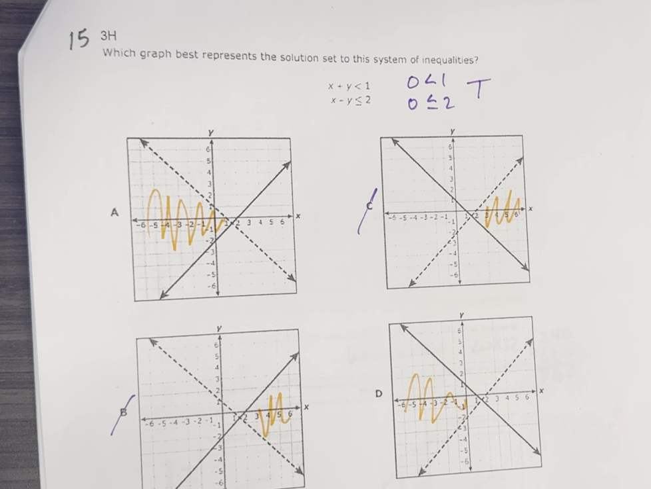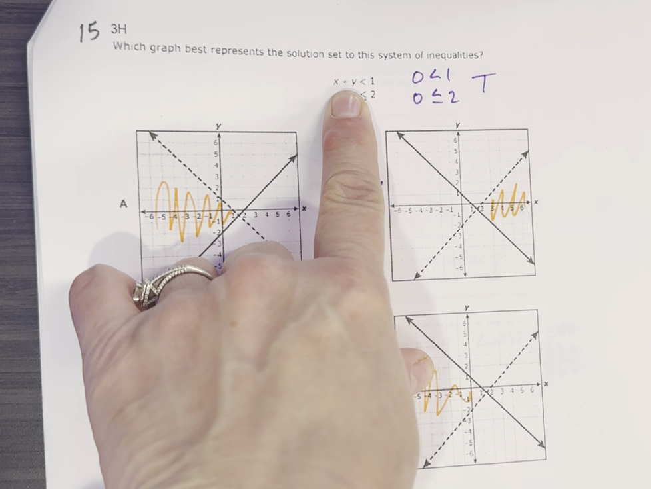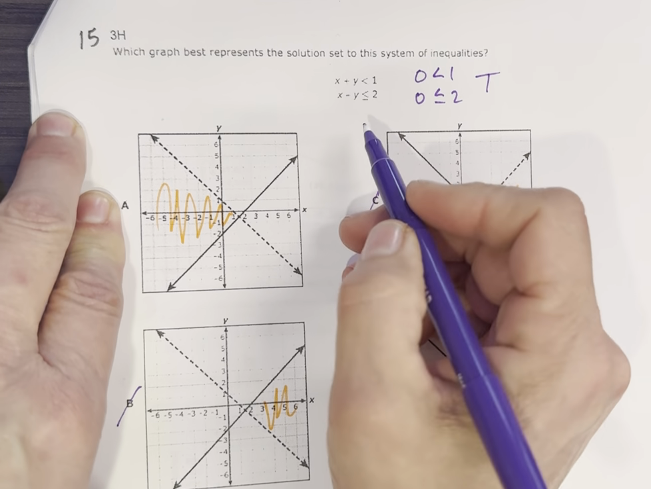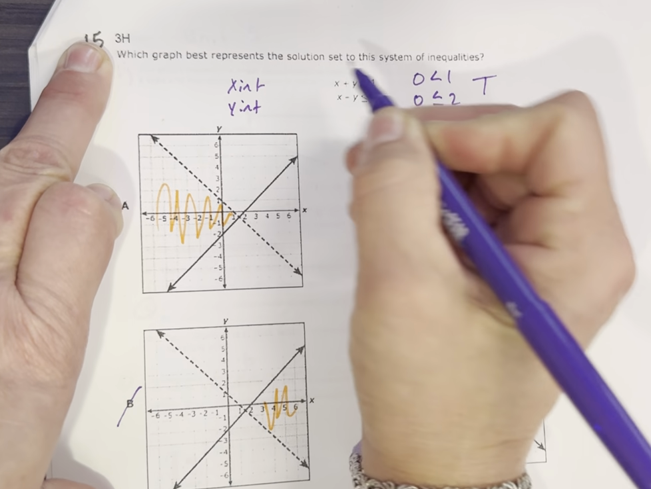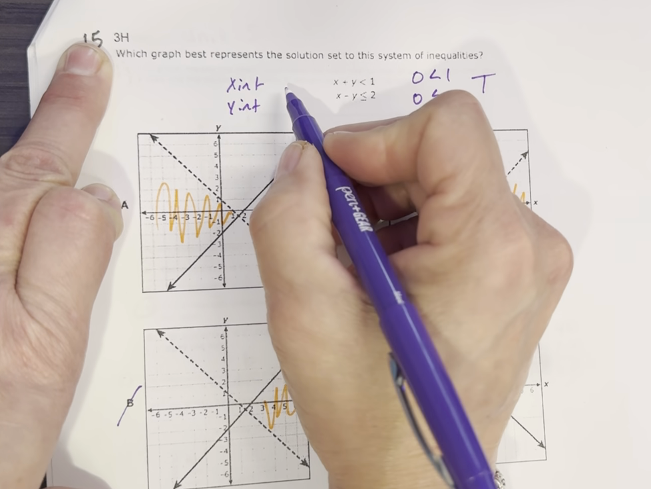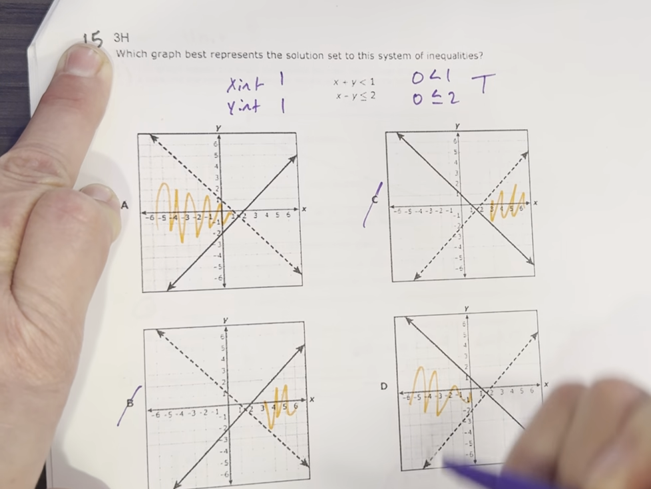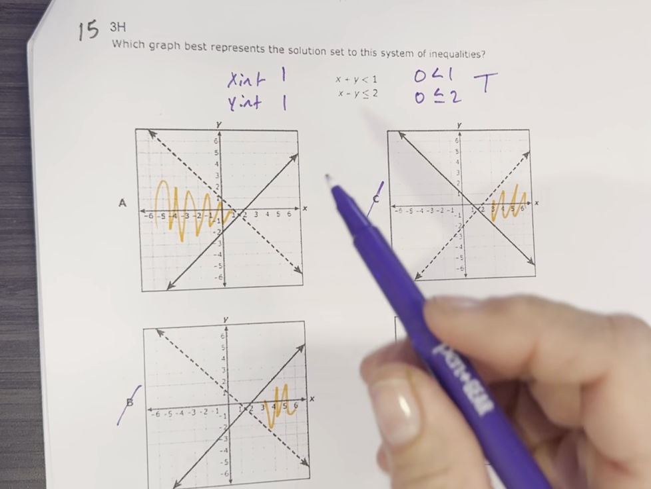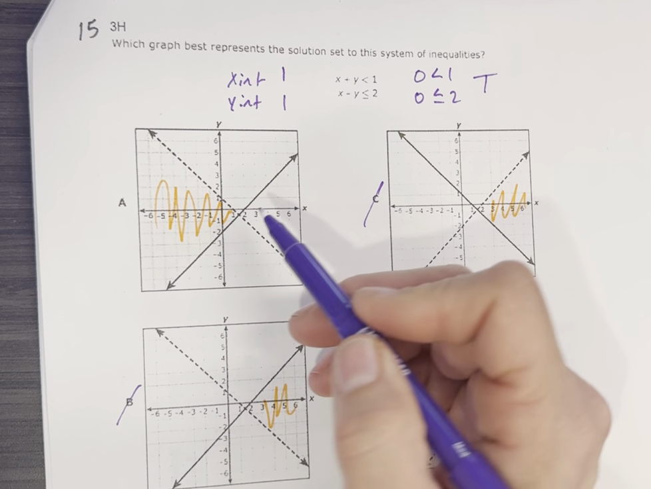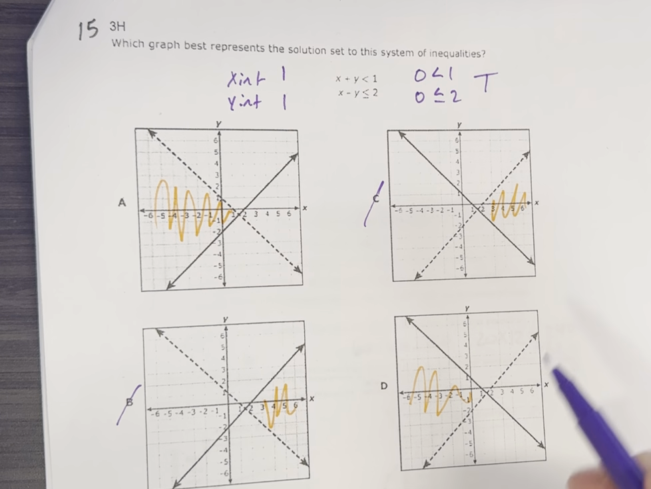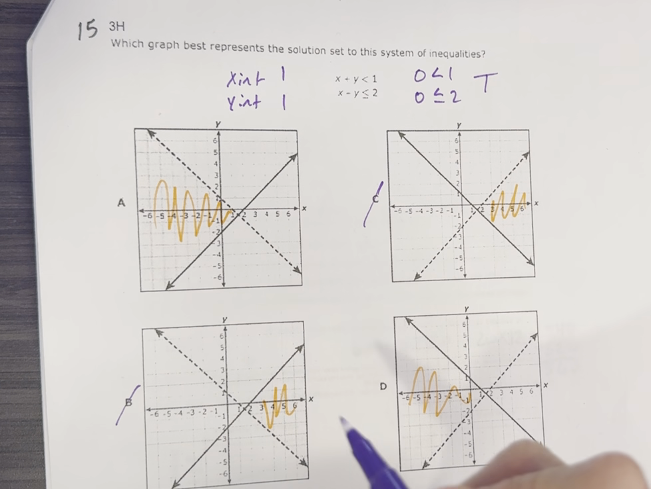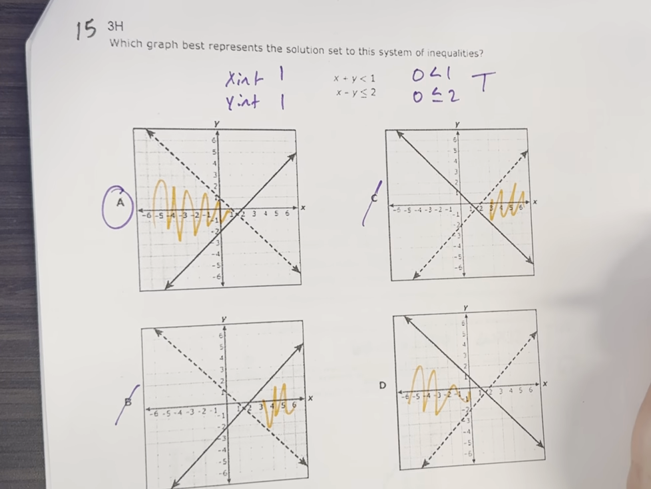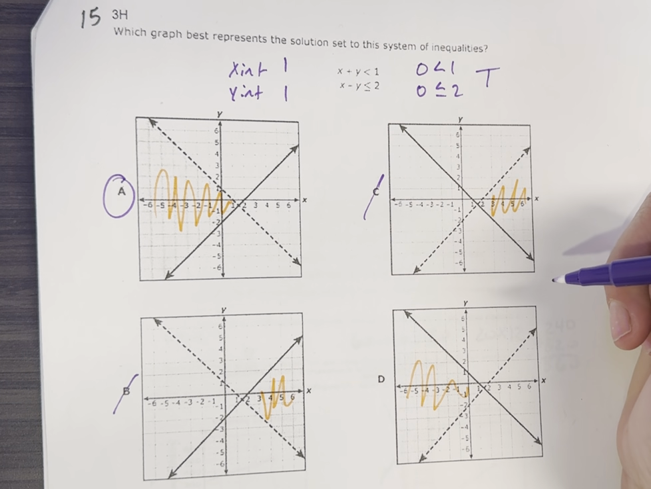The dashed line should be, my x and y intercepts for the dashed is, yeah, it's going to be A. The x-intercept is 1 and y-intercept is 1. So this dashed line should be graphed at 1 and 1. And this one is not. This one has the x-intercept of -2 and +2, which is the other equation. So my answer is A, just because of the dashed line.